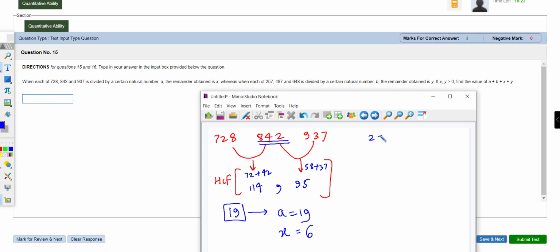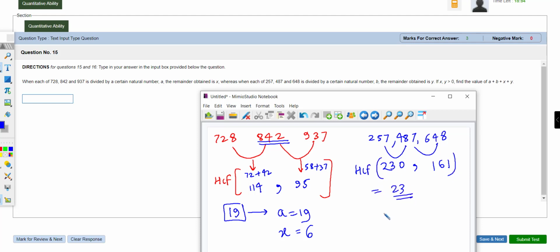The numbers are 257, then 487. Okay, and then 648. The differences are how much? Over here the difference is 0, 3 and 2. Over here the difference is 1, 6 and 1. Okay, so we need to get the HCF of these differences. The HCF is going to be how much?